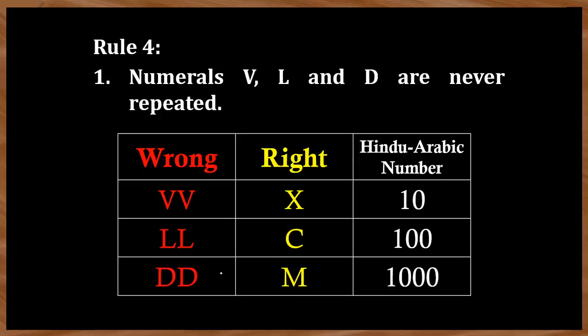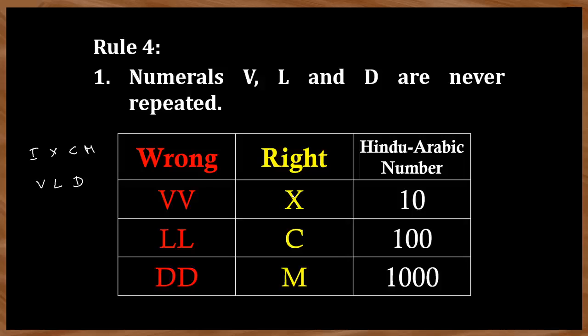Next one, rule 4. Numerals 5, 50 and 500 are never repeated. Like 1, 10 and C, you should not repeat V, L and D. 1 can be repeated 3 times, 10 can be repeated 3 times, 100 can be repeated 3 times, 1000 can be repeated 3 times, but 5, 50 and 500, you see, are all multiples of 5. Observe here, 5, 50 and 500 are never repeated.